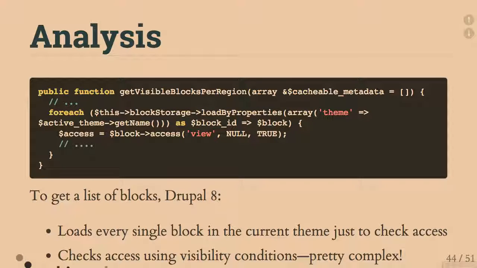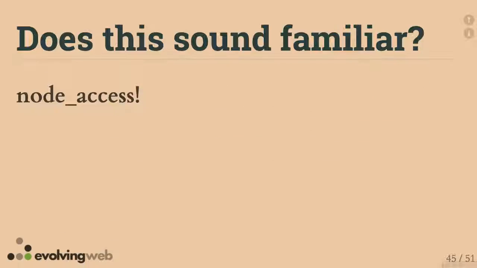And so this is an incredible amount of work just to figure out if blocks are visible. We're loading every single thing. And it's pretty inefficient. And this is Drupal 8 core. Yeah, this is in core. And so this is kind of familiar because there's a system in even Drupal 7 that does similar things.